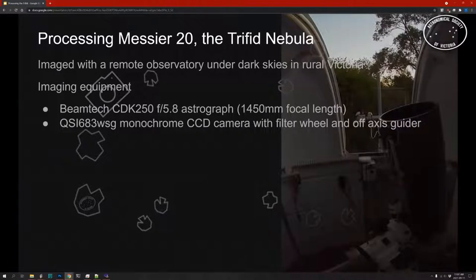The camera is a crop sensor. It's a micro four-thirds sensor. So the crop factor, for those that are into things like this, is a crop factor of 2. So it means that the imaging train is equivalent to a 2,900 millimeter focal length camera lens on a full frame camera in terms of field of view. So it's quite a small field of view. The other significant thing about the camera is that it's a 16-bit sensor.